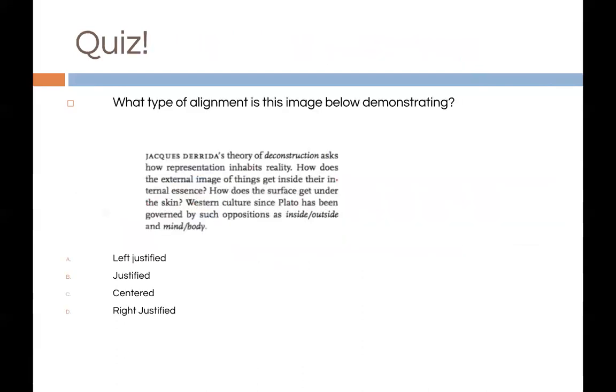All right. What type of alignment is this image below demonstrating? And the clue is on the right-hand side. Is it A, left justified, B, justified, C, centered, or D, right justified? And the correct answer is B, justified. Left justified has that rag.